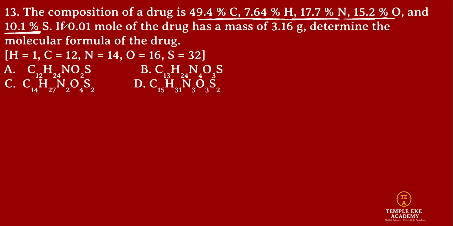Now there is another detail. 0.01 mole of the drug has a mass of 3.16 gram. Now determine the molecular formula of the drug. We want the molecular formula. So this involves stages of calculation. We're going to use this percentage composition of these elements to obtain the empirical formula of the compound. So stage 1 of this calculation is to obtain the empirical formula.